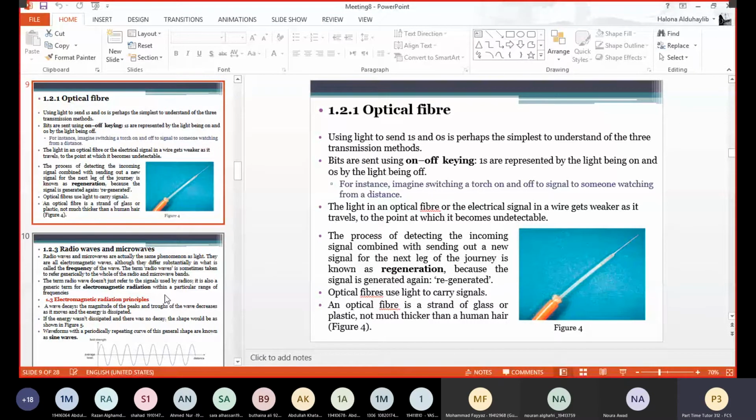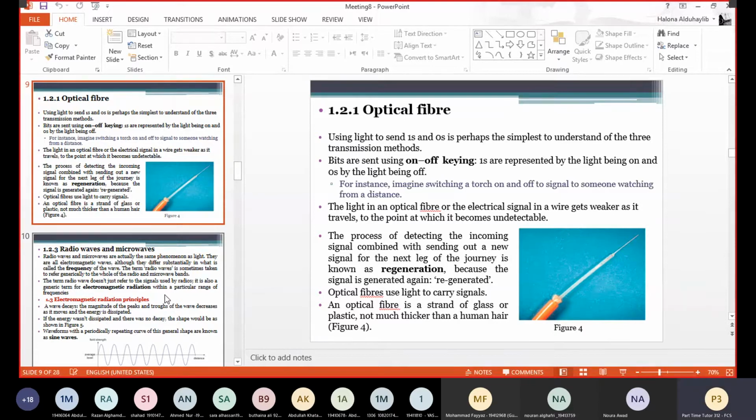The light in an optical fiber or the electrical signal in a wire gets weaker as it travels, to the point at which it becomes undetectable. We need to regenerate the signal as it becomes weaker. The process of detecting the incoming signal combined with sending out a new signal for the next leg of the journey is known as regeneration. So we actually regenerate the beam to make it strong again.